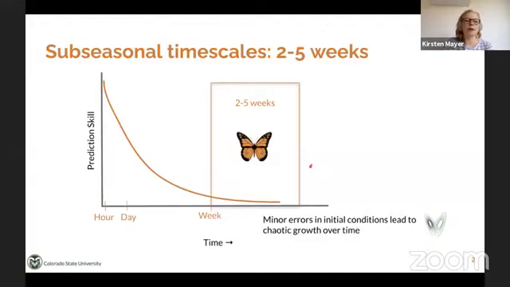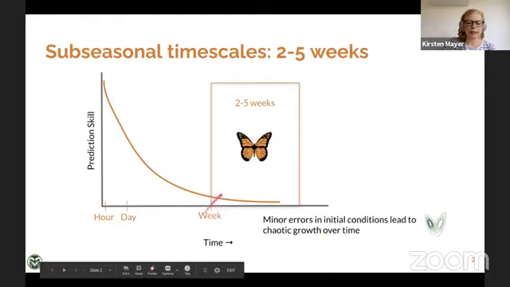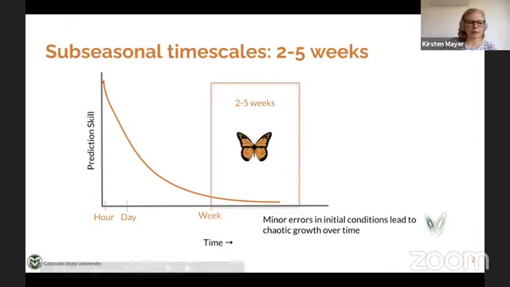So first I'm going to talk about what subseasonal means. Subseasonal timescales are these 2 to 5 week timescales. So subseasonal prediction is prediction on these 2 to 5 weeks. Here I have a schematic of prediction scale on the y-axis and time on the x-axis, where I have hour, day, and weeks marked. As you can see, when we're at weather timescales, so these hour-day predictions, we can see these really high prediction scales. But as we approach a week, we can see this stark decrease in prediction scale.